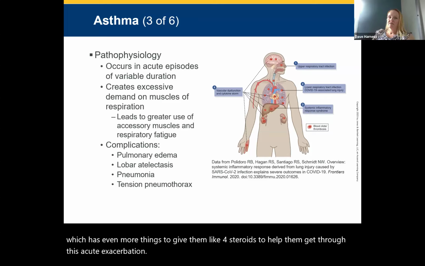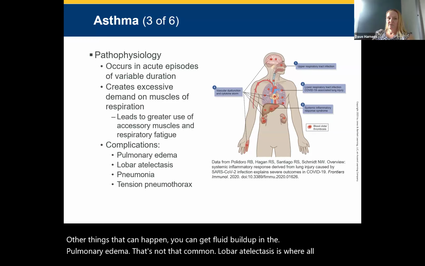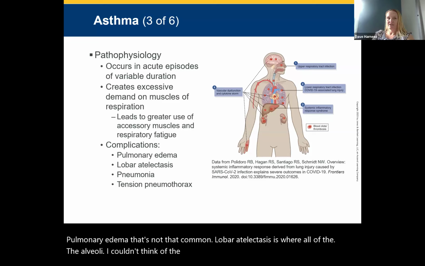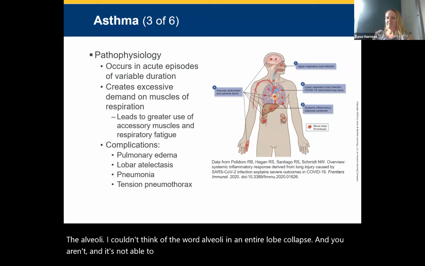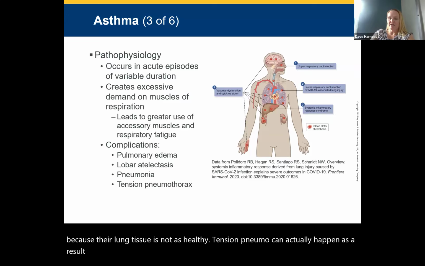Other things that can happen, you can get fluid buildup, like pulmonary edema. That's not that common. Lobar atelectasis is where all of the alveoli in an entire lobe collapse and it's not able to be used. Pneumonia, they're more prone to pneumonia because their lung tissue is not as healthy. Tension pneumo can actually happen as a result of an asthma exacerbation, just from the extra work of breathing and part of the lung collapses.